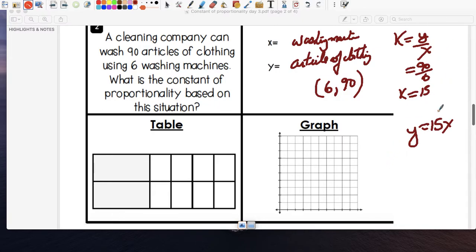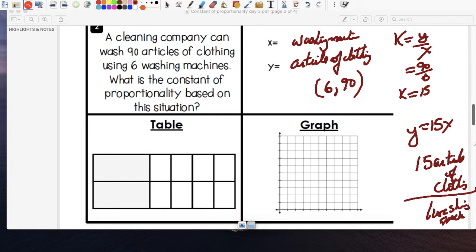And I can also write my unit rate. My unit rate is going to be 15 articles of clothing for every 1 washing machine. So there's my unit rate. Just like the previous problem, we got all that information just from this statement right here.